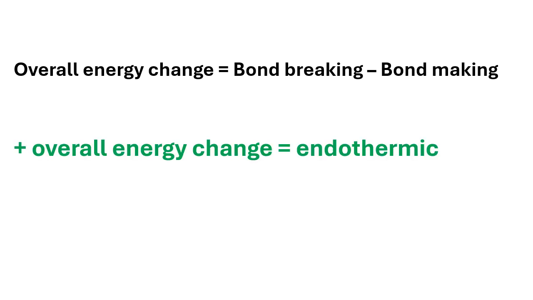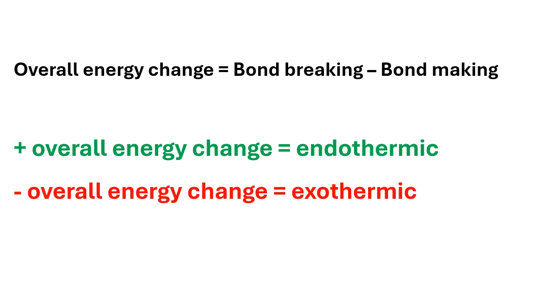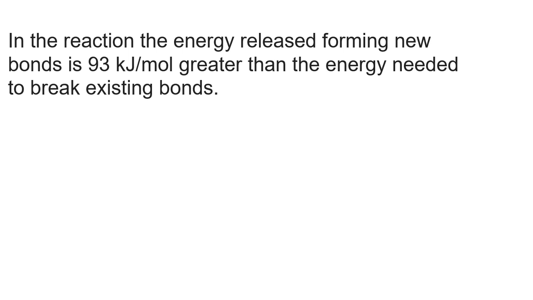If the overall energy change is positive, that means there has been an increase in energy. Therefore, energy has been taken into the reaction and it is an endothermic reaction, energy entered. Now, if there's a negative overall energy change, then this is an exothermic reaction. Energy was lost from the reaction and it decreased. That's an exothermic reaction.